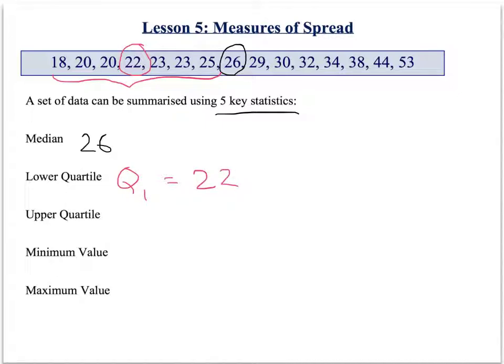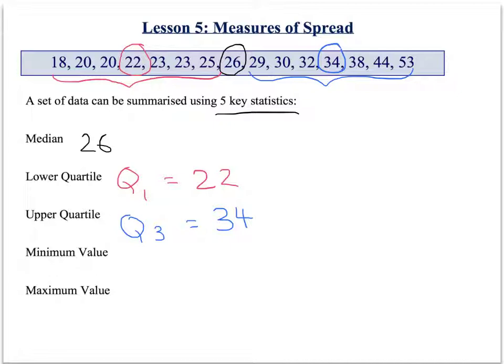Okay, so that tells us that 25% of the data is less than 22, but 75% of the data is more than 22. The upper quartile does the same thing, but now for our upper 50% of data. So we're looking for the middle number here, which will be 34. So the upper quartile, okay, is 34.